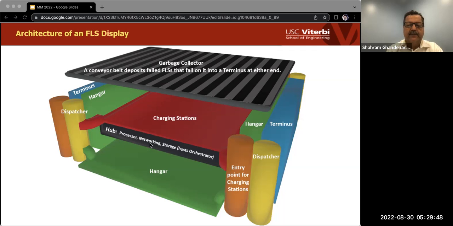The black server blade below the charging station is a hub. It has the processing, networking, and storage of the display. And it executes a software component named orchestrator that manages different components by implementing centralized and decentralized algorithms.